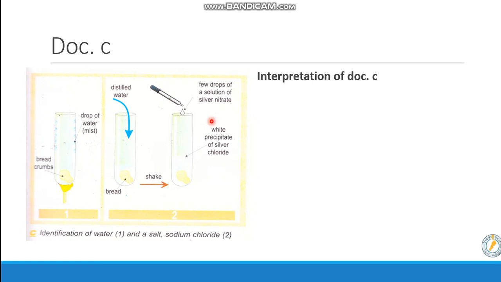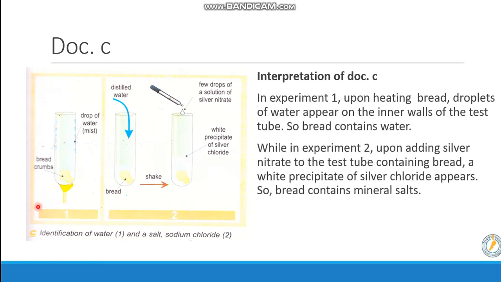Now, let's interpret document C. In experiment 1, upon heating bread, droplets of water, or mist, appear on the inner walls of the test tube. So bread contains water. While in experiment 2, upon adding drops of silver nitrate to the test tube containing bread and water, a white precipitate of silver chloride appears. What does this result mean? So bread contains mineral salts. This is how we interpret experiments when we make food tests.